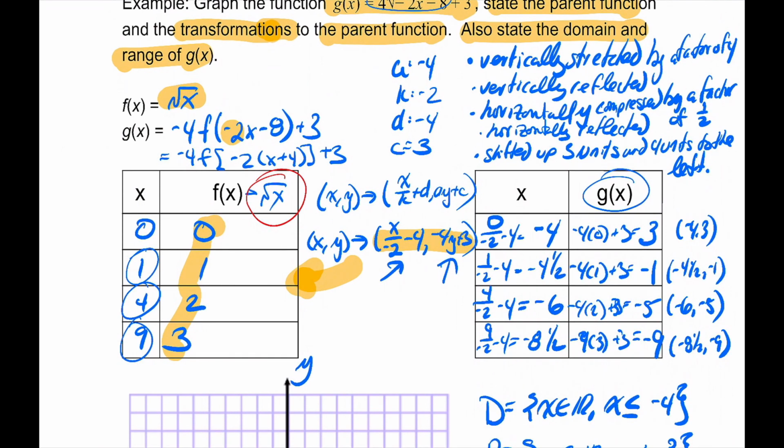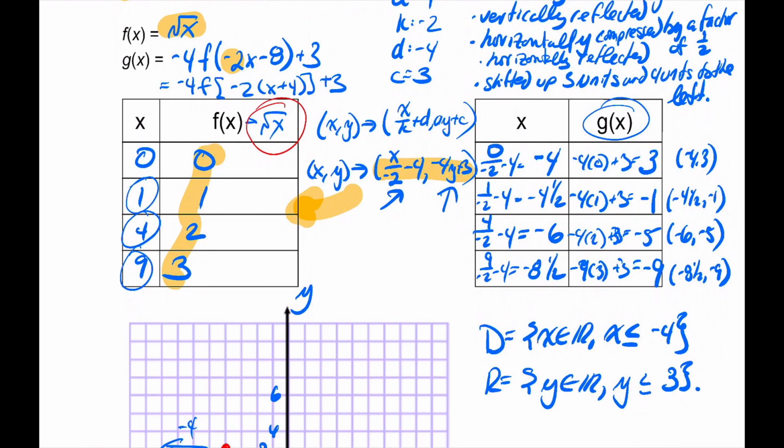Since this is vertically reflected, it's going downwards, that means y will have to be less than or equal to 0. So that affects our range. Really, whenever there's a reflection, we change the greater than to less than or equal to 0. But at the same time, this is also shifted up 3 units. So instead of being less than or equal to 0, it's actually going to be less than or equal to 3 because it's moved up. That makes sense, and that falls into what we have for the range.